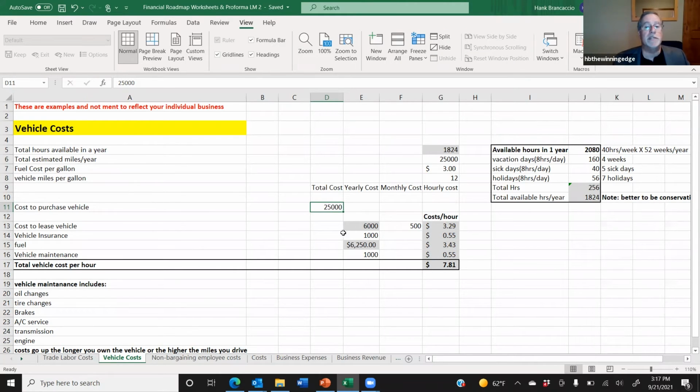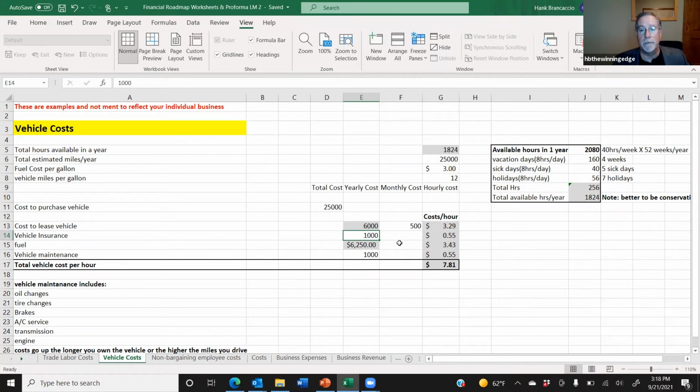Okay, cost to lease a vehicle, I used $6,000. So I based that on a $25,000 vehicle. So that's going to cost me $500 a month or $3.29 an hour just to lease the vehicle. Nothing else. No gas, no maintenance, nothing. Then I've got insurance. Don't forget insurance. You've got to pay for that. It's a cost. So I'm saying it's going to cost me $1,000 a year for insurance.